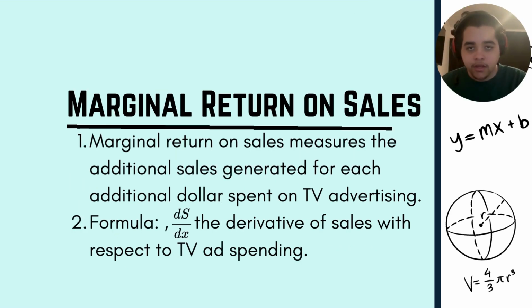Next, we calculated the marginal return on sales, which tells us how much extra sales we generate for each additional dollar spent on TV ads. This is done by finding the derivative of the sales equation with respect to x, the TV advertising spending. The derivative gives us the rate of change of sales as advertising spending increases.